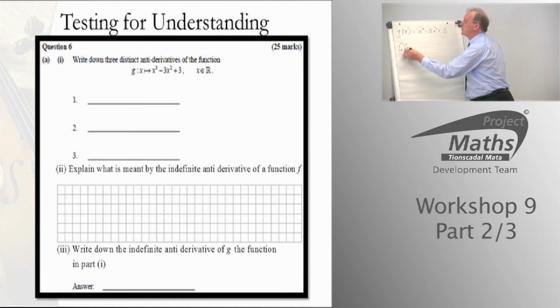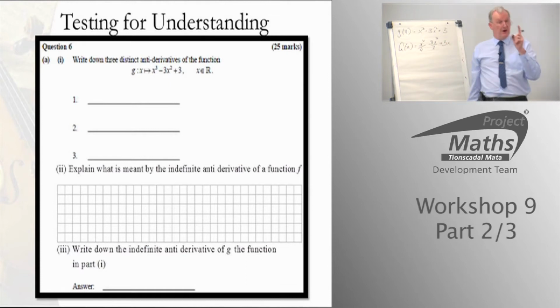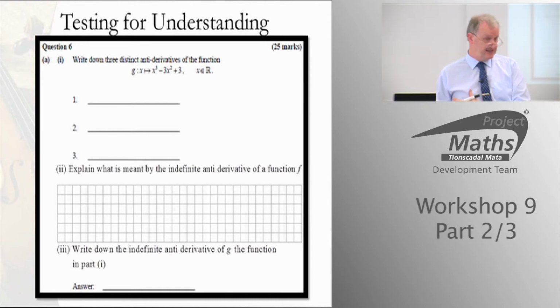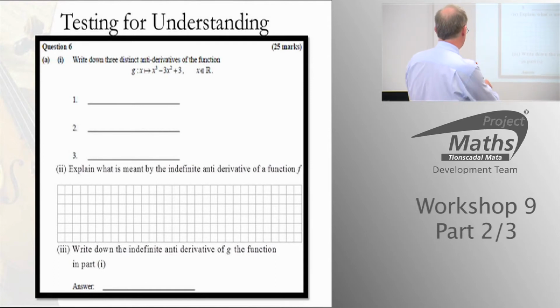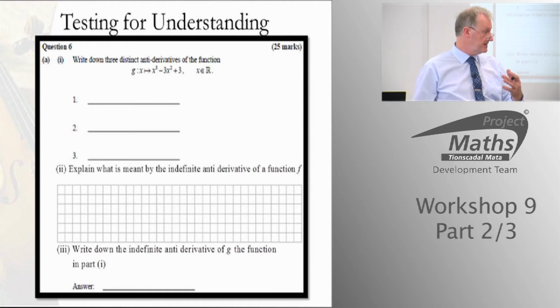Capital G of x equals... and we can do the tidy up after if we want to. Go on. No, that's the thing. I suppose us as teachers, from the way we used to do it, would have a tendency to stick in the plus c. But look at the question. It's looking for the distinct antiderivatives. So it's looking for the blonde, the redhead, and the baldy one.